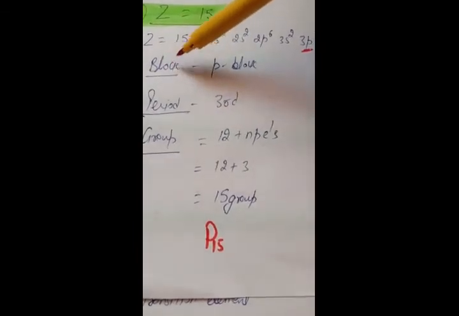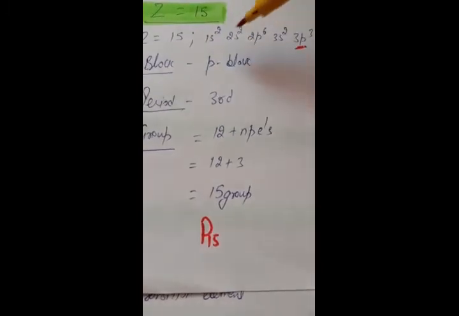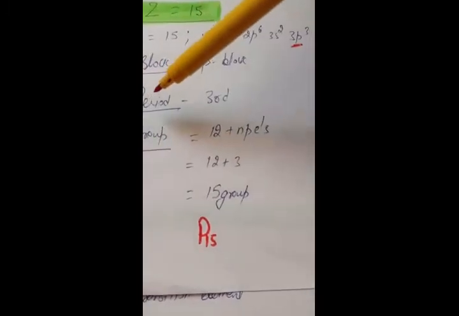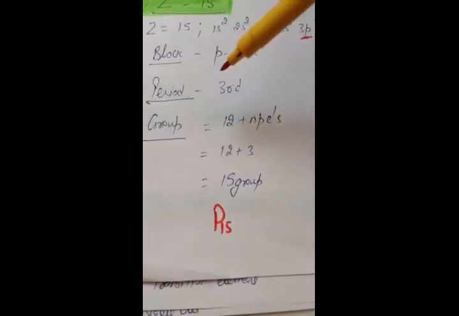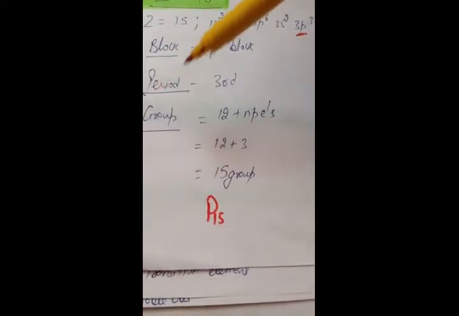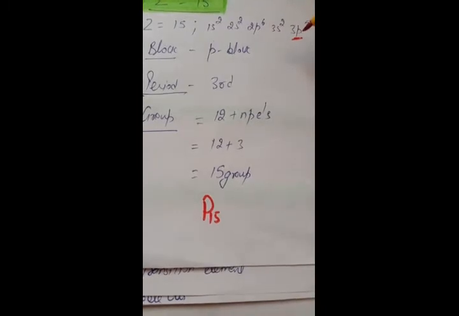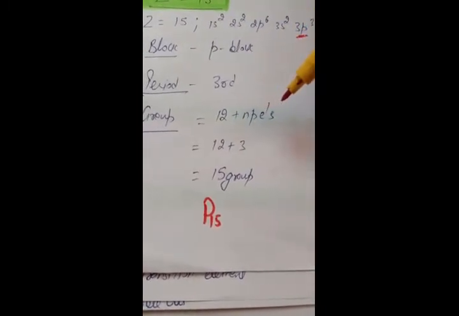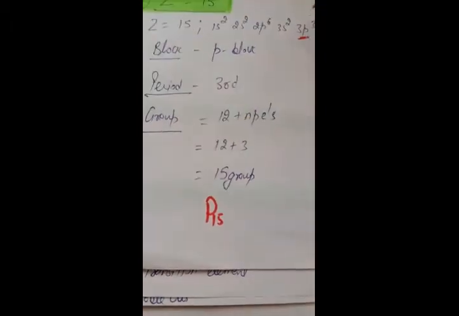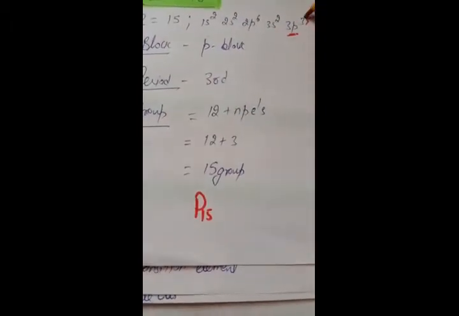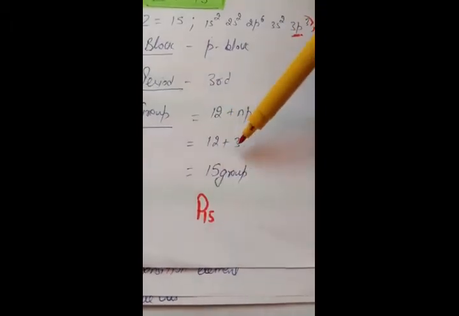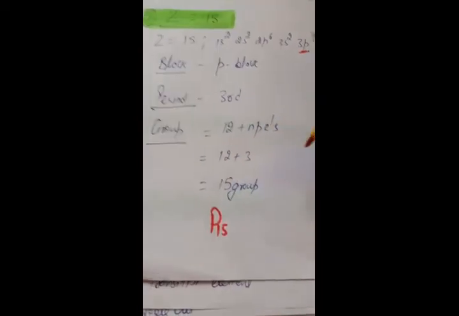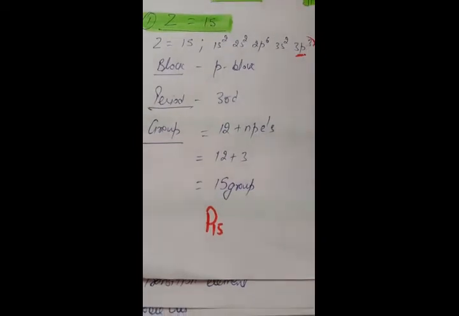So we'll write here block is p, and the highest n number is 3, so that is the period number, which means it belongs to the third period. And the group number, because it's a p block element, we'll apply the formula 12 plus number of p electrons. How many p electrons are there? 3. So 12 plus 3, it's group number 15. It's a very easy and very simple method.